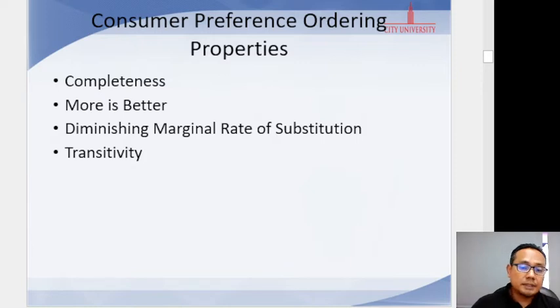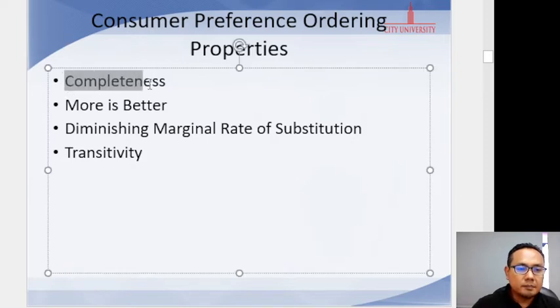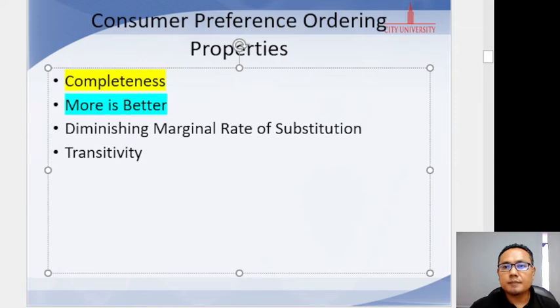And as for the property more is better: if bundle A has at least as much of every good as bundle B, and more of some good, bundle A is preferred to bundle B. If more is better, the consumer views the products under consideration as goods instead of bads.